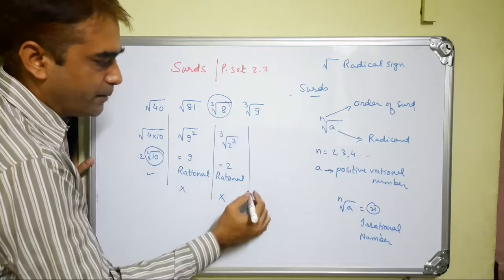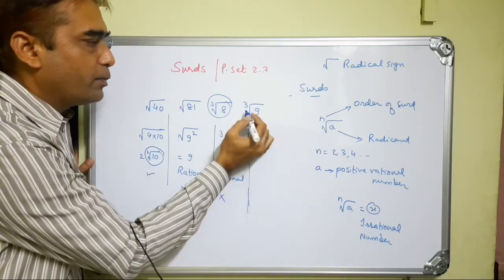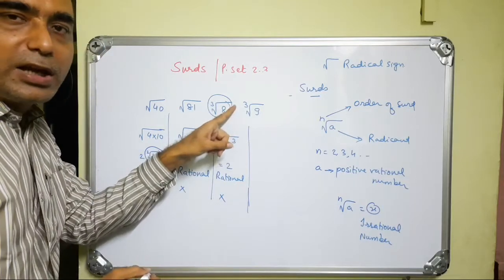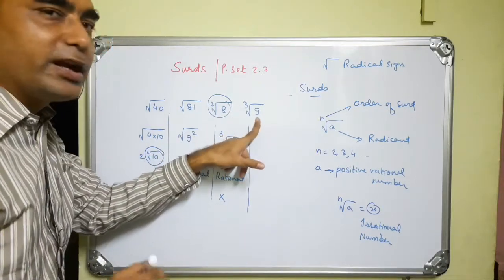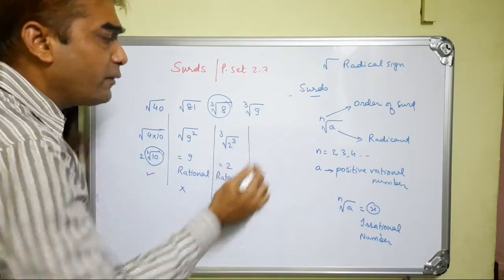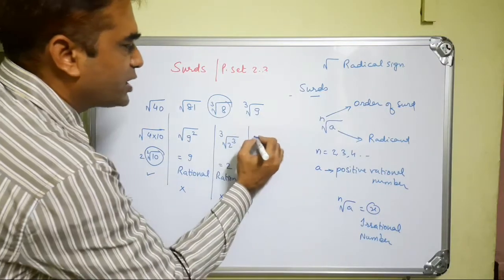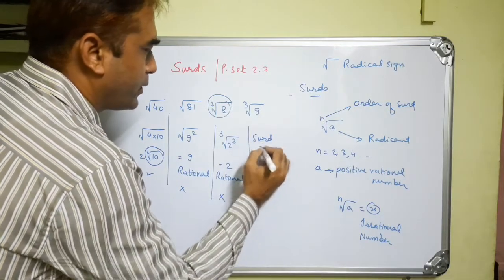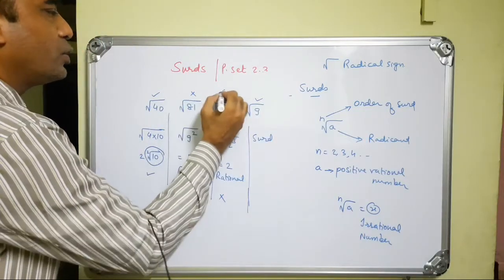Cube root of 9. Now cube root of 9, order 3 is a natural number greater than 1, and the radicand is a positive rational number, but the value is also irrational, therefore this number is a surd. So these two are surds and these two numbers are not surds.